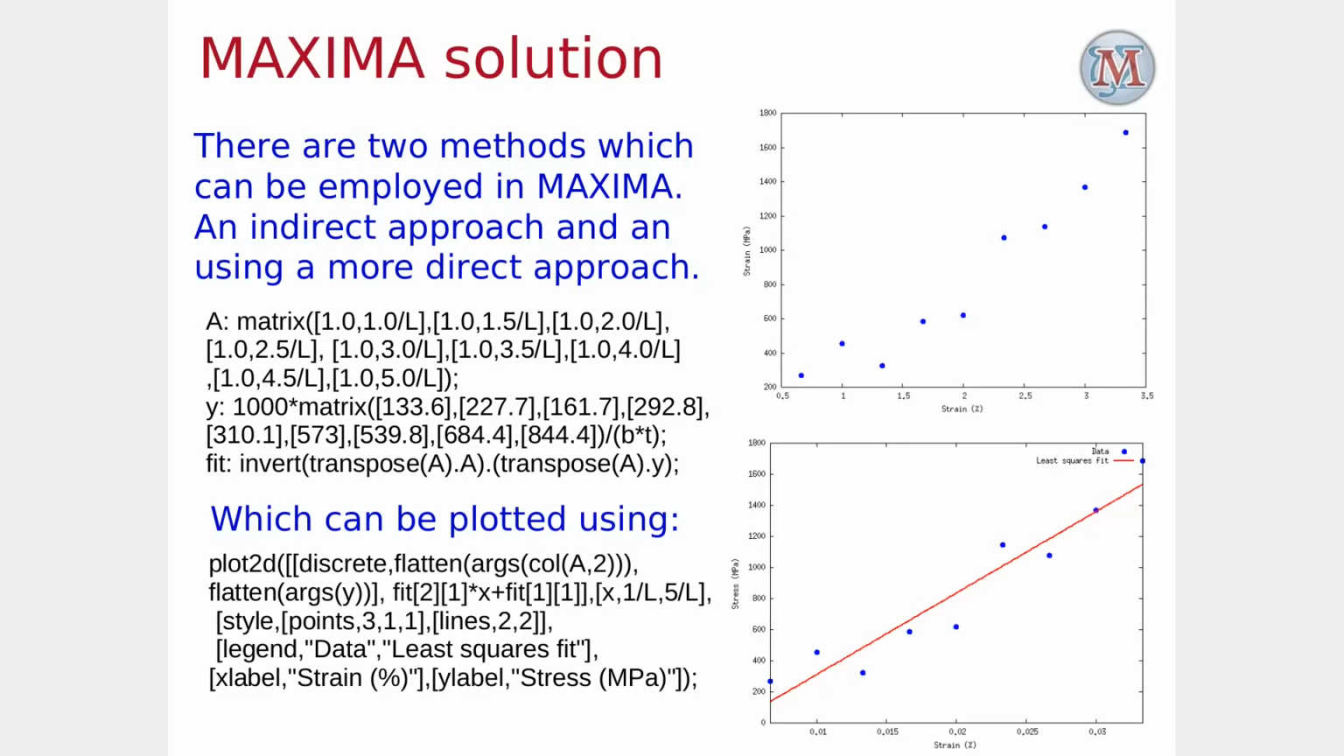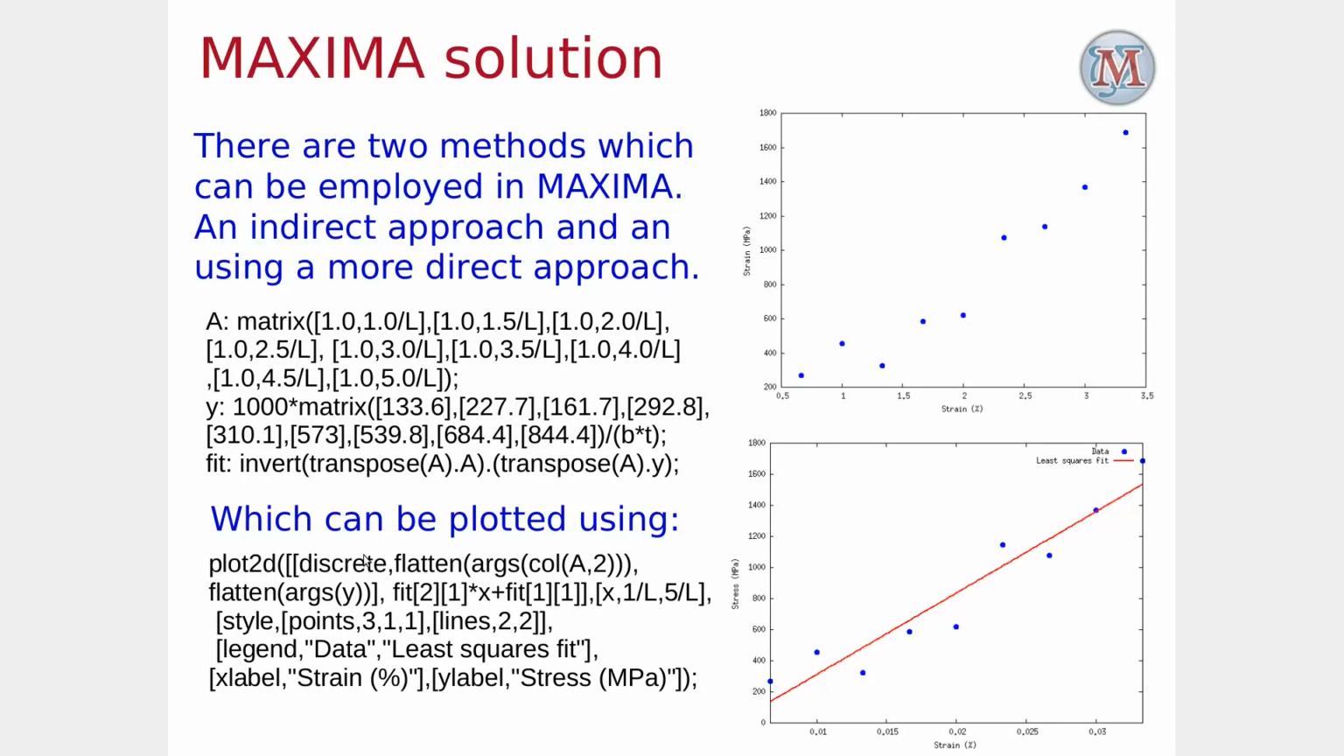This can also be done in Maxima, and the commands here are set out. Again, we set up a matrix, and the matrix is of ones and each of the values divided by L. We then set up a secondary matrix, which is a column vector. This is simply the y values multiplied by 1,000, and then divided by the area b times t. We've assumed that b, t, and l have been previously defined here.